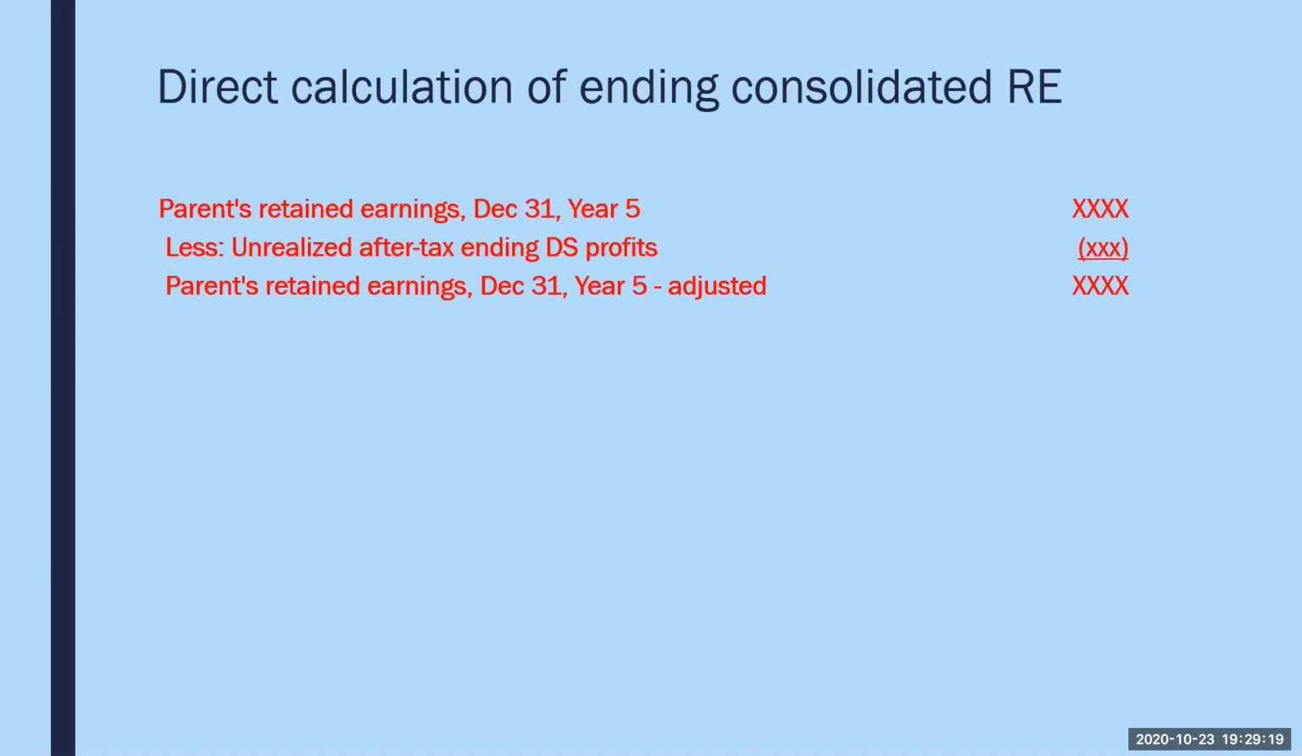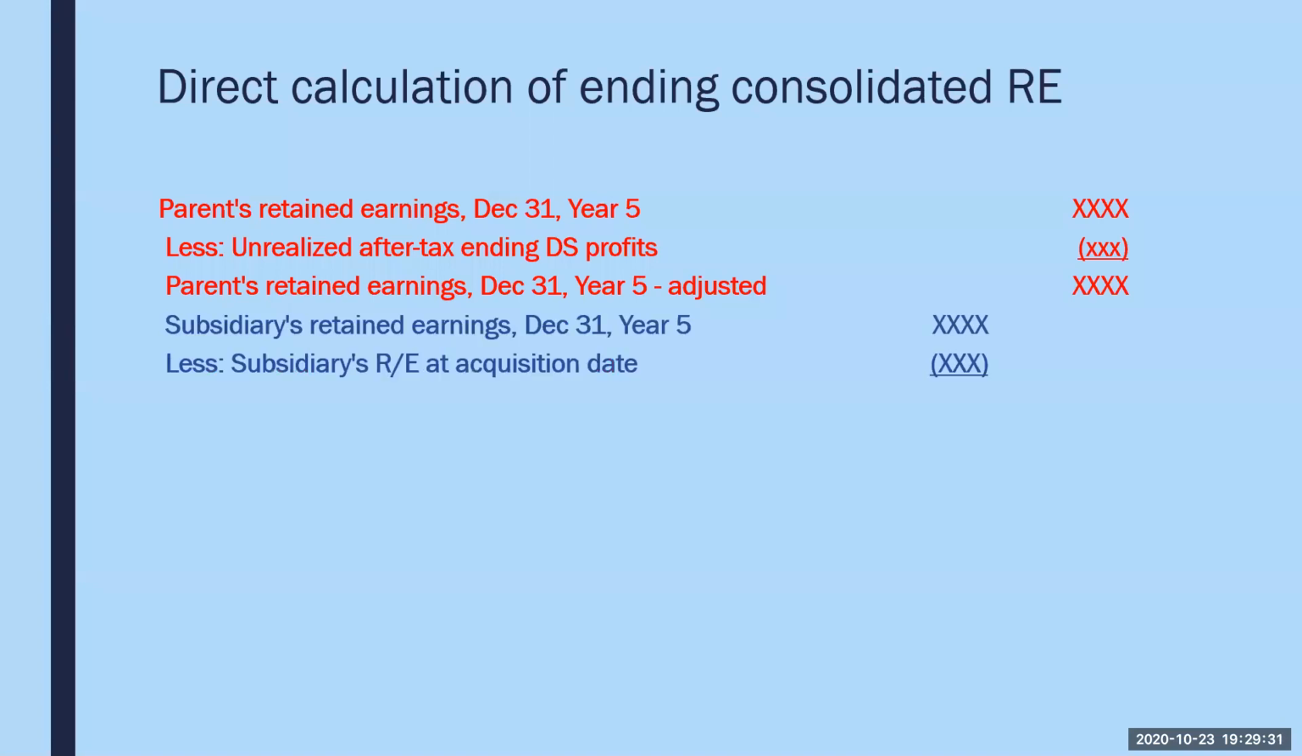Here, you're making an adjustment for the unrealized ending downstream profits. Likewise, for the subsidiary, you take its retained earnings on December 31st, year five, subtract the retained earnings on acquisition date, as I explained. Otherwise, you will be double counting the retained earnings on acquisition date, and that'll be problematic. You get the change in the subsidiary's retained earnings since the date of acquisition.